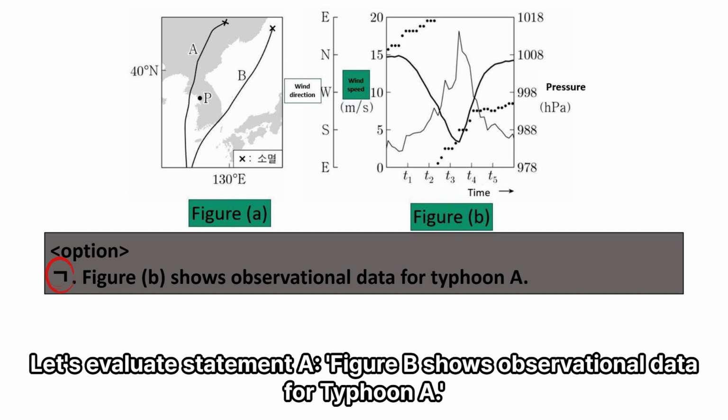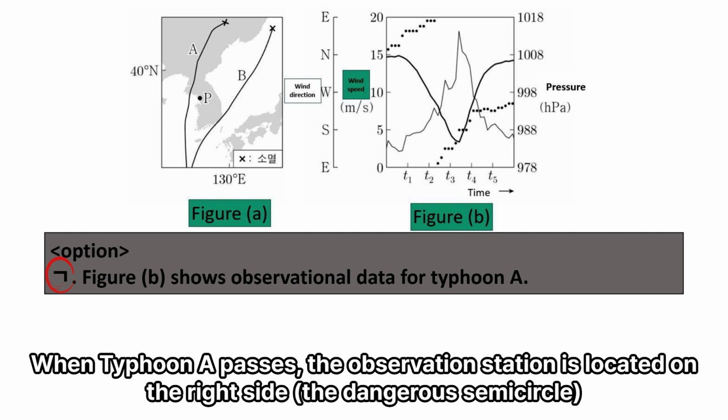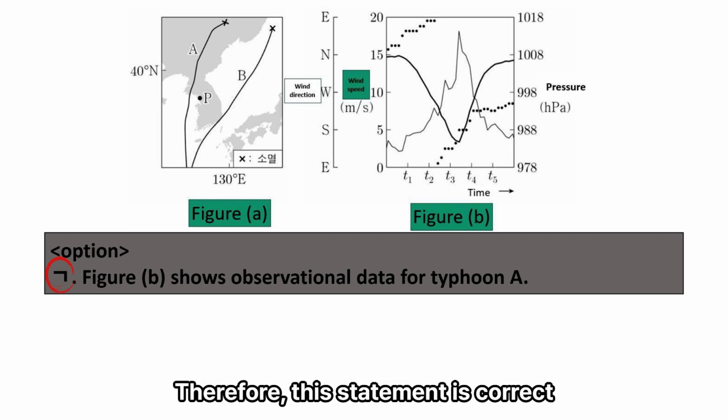Let's evaluate Statement A. Figure B shows observational data for Typhoon A. We just determined that Station P is in the dangerous semicircle, as evidenced by the clockwise wind shift. When Typhoon A passes, the observation station is located on the right side, the dangerous semicircle. Therefore, this statement is correct.